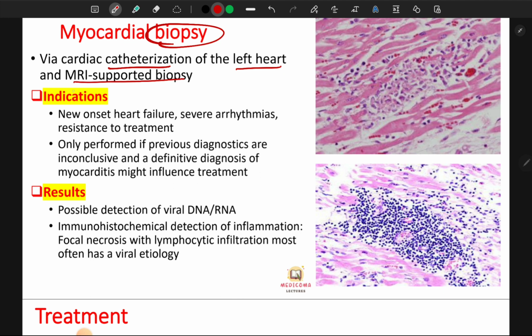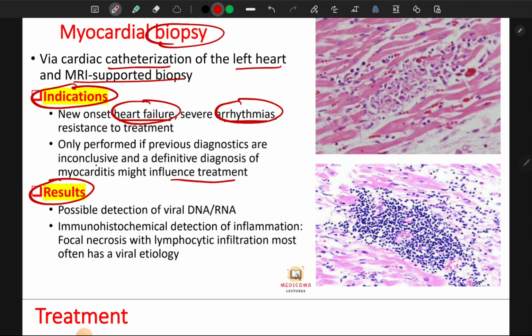So what are the indications, which is the important thing we need to know? New onset of heart failure, severe arrhythmias, and resistance to treatment. If there is heart failure and severe arrhythmia, like arrhythmia that is not controllable by drugs, then we will do a biopsy. It is only performed if previous diagnostics are inconclusive and a definitive diagnosis of myocarditis might influence the treatment.